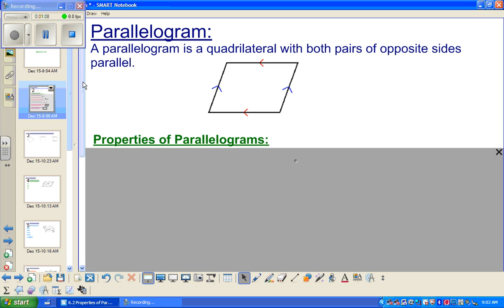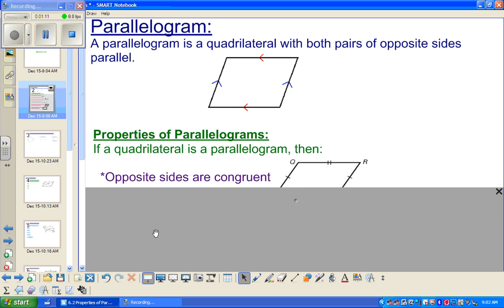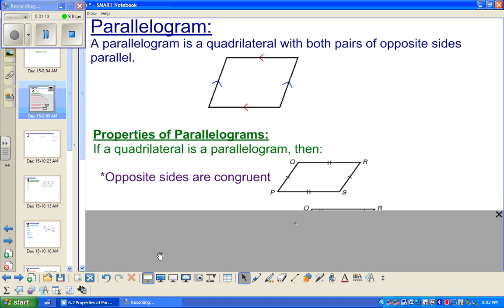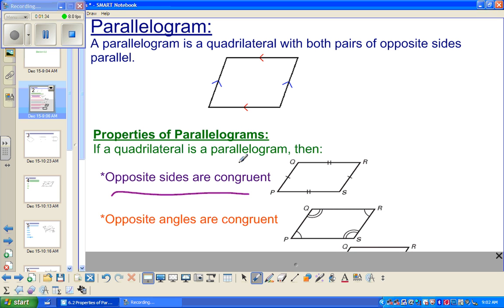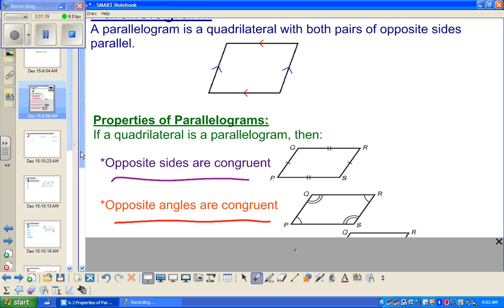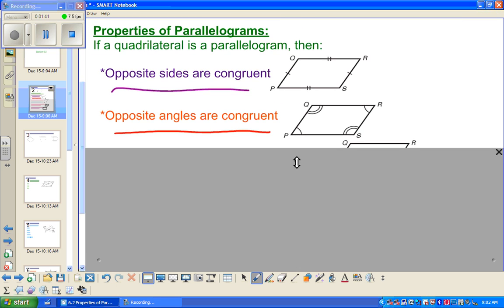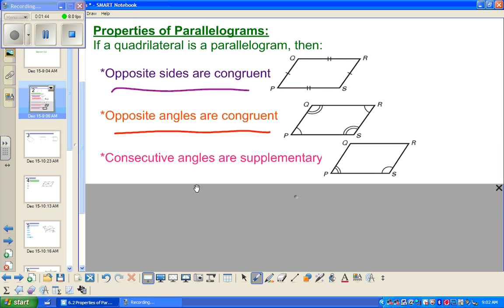Make sure that you get all this written down. The first property I'll talk about is if a quadrilateral is a parallelogram, then opposite sides are congruent. So that's something you know. If you're given something is a parallelogram, opposite sides are congruent. Also, if you're given something is a parallelogram, opposite angles are congruent. And I've got a diagram for each one of those. So make sure all these are in your notes. If they're not, then write them down.